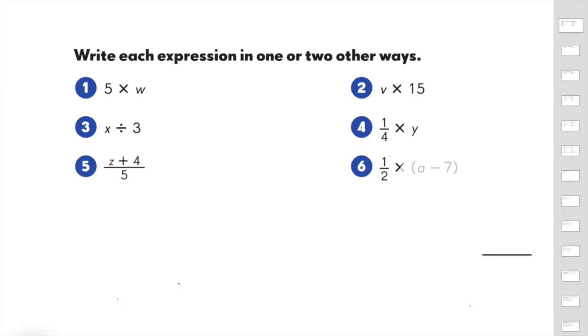Number 4, 1/4 times y. Okay, because it's a fraction, let's try to get it back into a whole number. So if we were to put y over 1, 1 times y is y, and 4 times 1 is 4. So we could do y over 4. And we know that also means that we could write that as y divided by 4.